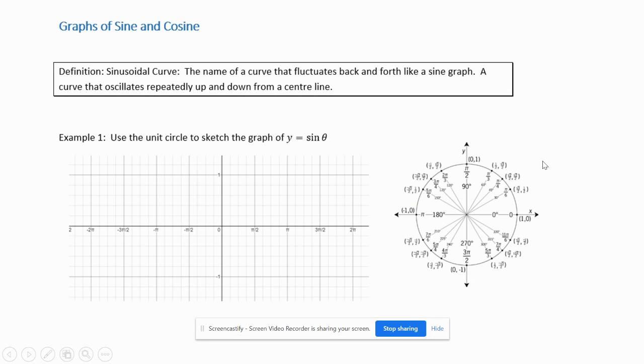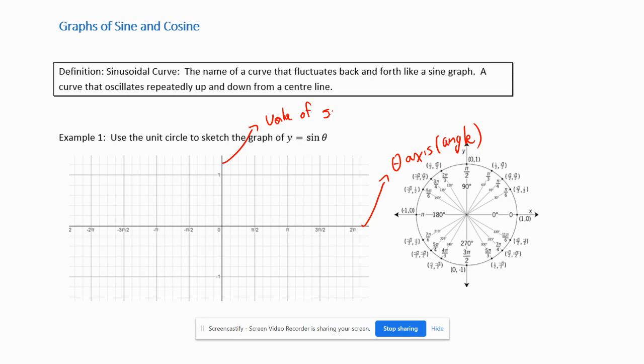So moving on, we have to figure out what the graph of y equals sine theta looks like. First definition: a sinusoidal curve is the name of a curve that fluctuates back and forth like a sine graph, a curve that oscillates repeatedly up and down from a center line. When we're graphing y equals sine theta, instead of calling these the x and y axis, this is actually going to be the theta axis. So this is going to be the angle, and then the y is going to be the value of sine theta.